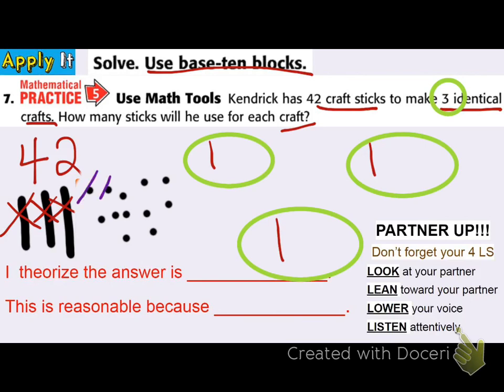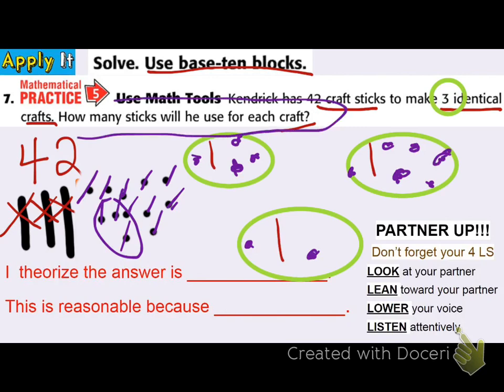So 1, 2, 3. So 1, 2, 3. I better make it a circle so it doesn't look like 10. 1, 2, 3. Each of the 3 groups will get another one because I have enough for each of them to have one more. 1, 2, 3. Each one of those groups, his craft projects, will get another one. And then if I look, I actually have 3 left over, which is perfect because I have 3 groups. So each group will get one more.